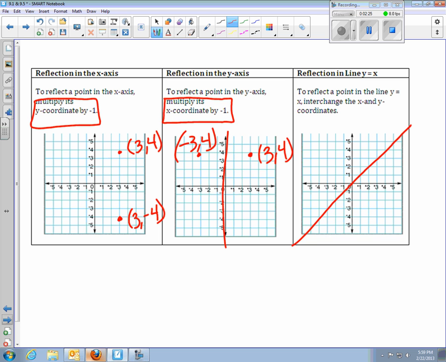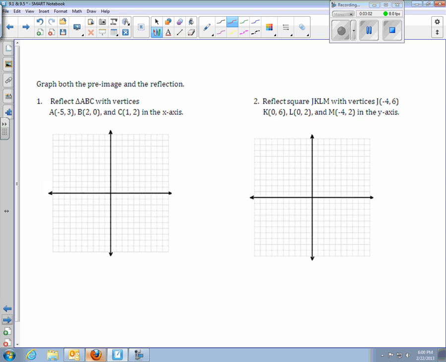And instead of choosing that 3, 4, because it's kind of close to the line, I'm going to pick something totally different. And we're going to do -3, 2. So now, to reflect over the y equals x line, we're going to interchange the x and the y coordinates. So what was my x, my -3, is now my y coordinate. And my 2, which was my y, is now my x. So over 2 and down 3. Now that is going to be reflected over our y equals x line. So keep those 3 rules in mind when we do these next few problems.